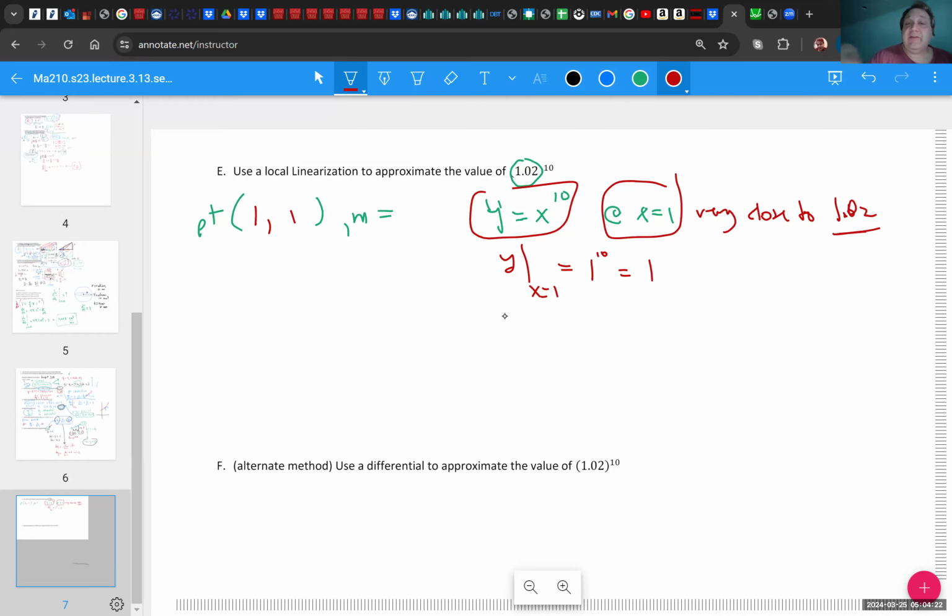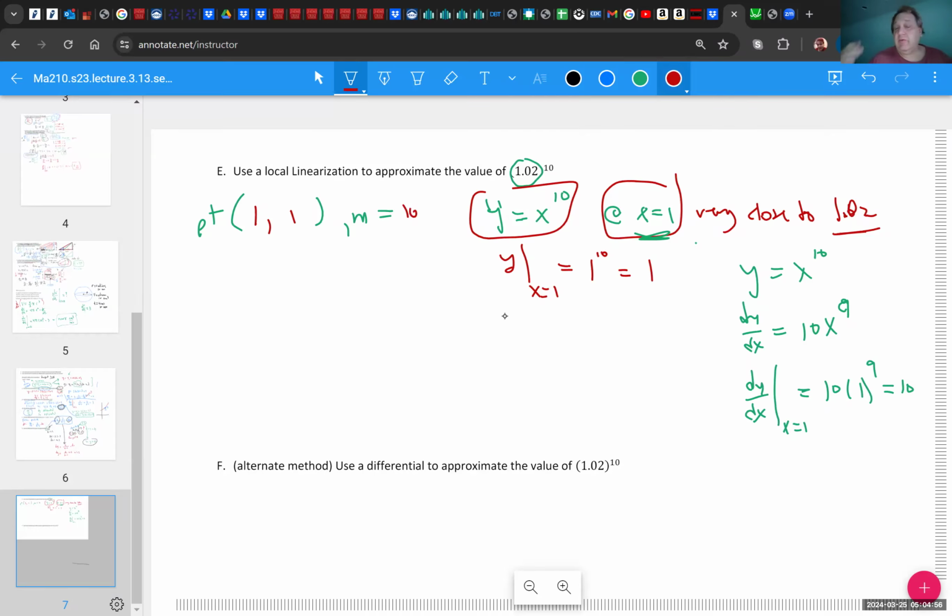How do we find the slope? Well, that's just the derivative formula. If we have y equals x to the 10th, then dy/dx is 10x to the 9th. Now, this is the derivative equation, which gives all possible slopes of all possible tangent lines. We are not interested in all possible tangent lines. We're interested in one specific tangent line, where x equals 1. So we plug in 1: 10 times 1 to the 9th is equal to 10. So our slope is equal to 10.